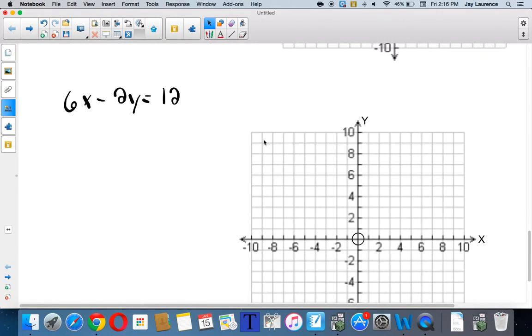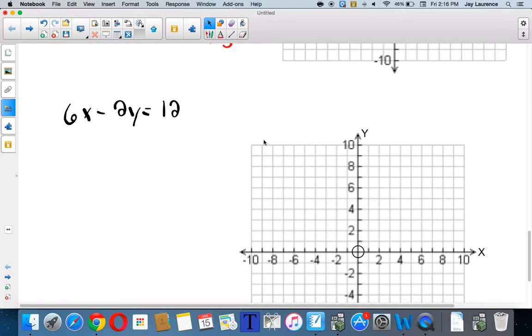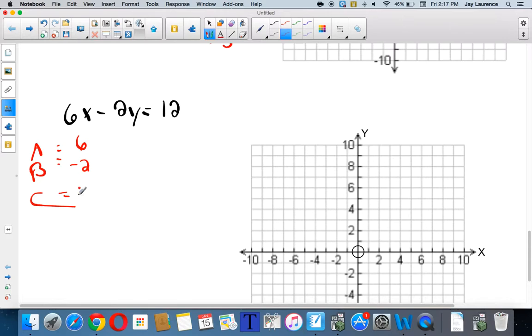So I've got this equation, 6x minus 2y equals 12, and it is in standard form because x and y are on the same side of the equation, and a is positive. So the first thing I do is find out a, b, c. Easy as 6, negative 2, 12. All right, now go looking for the x-intercept.